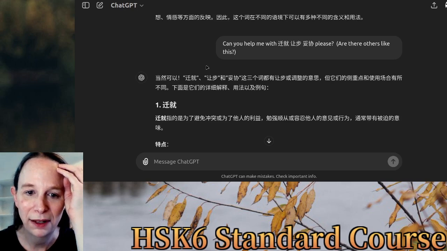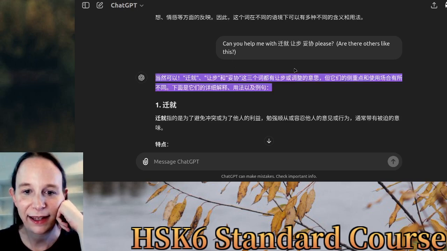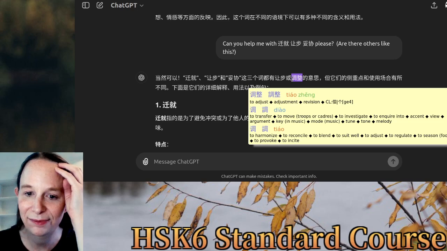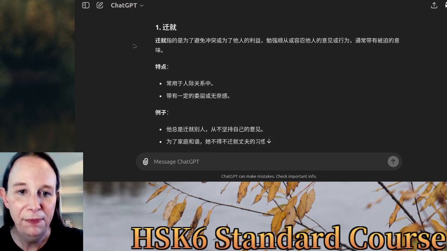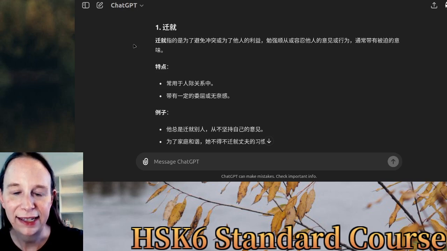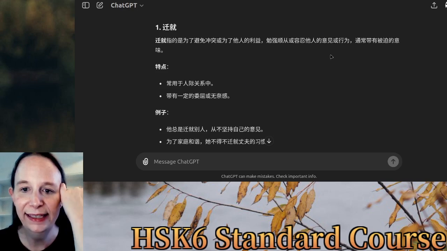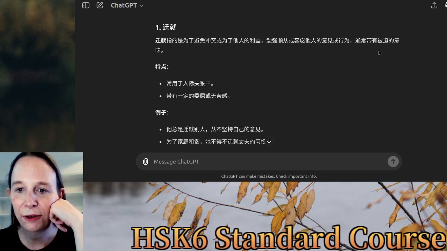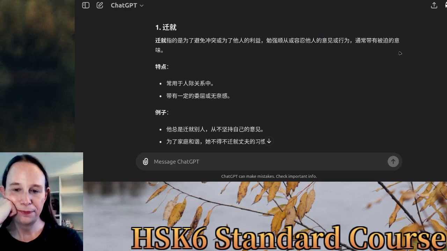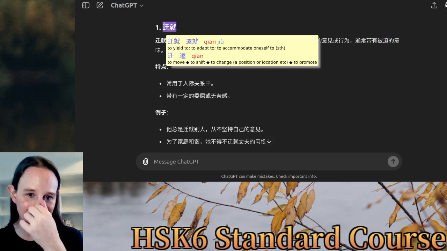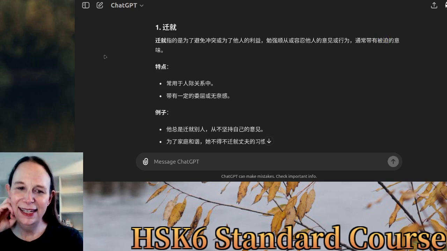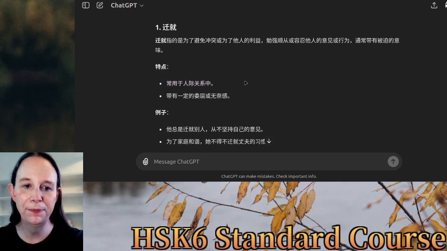迁就让步妥协 So they're all concessions. 让步调整 not exactly. OK, 迁就指的是为了避免冲突或为了他人的利益勉强顺从或容忍他人的意见和行为，通常带有被迫的意味。Yeah. So it's like you put up with something, you're kind of compelled. You don't want to yield to. Although in the parent example, where the parent was always enjoying the children, a little bit different, isn't it?